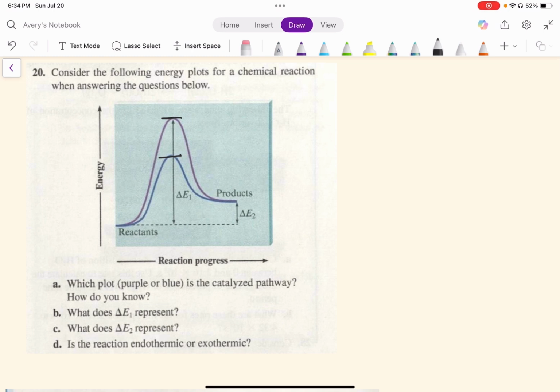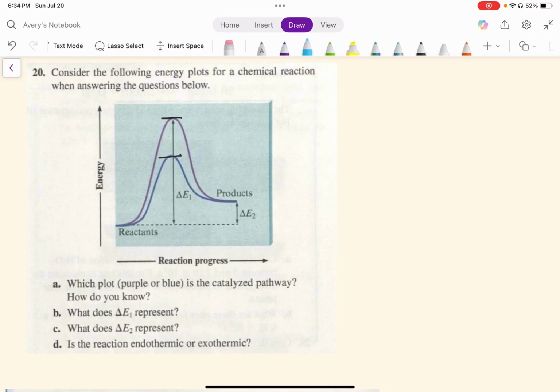As we can see here, blue definitely uses less energy than the purple pathway, so we know it's blue. I'm not going to write everything out because I'm going to be explaining it to y'all verbally. Our answer is blue because it has a lower activation energy. I'm just writing the variable for that, which is what a catalyst does to reactions.